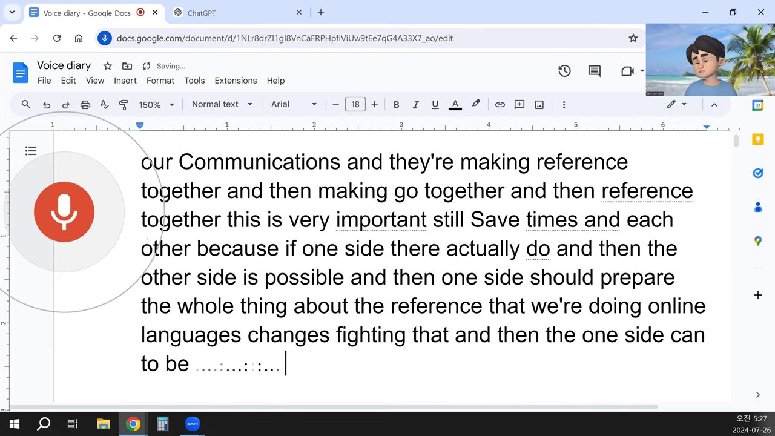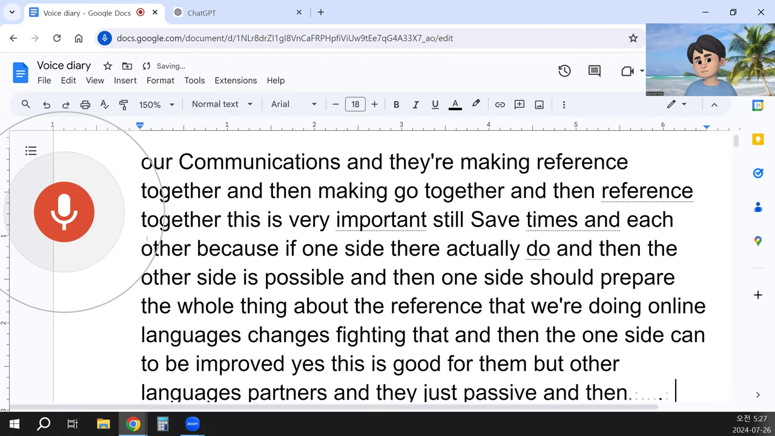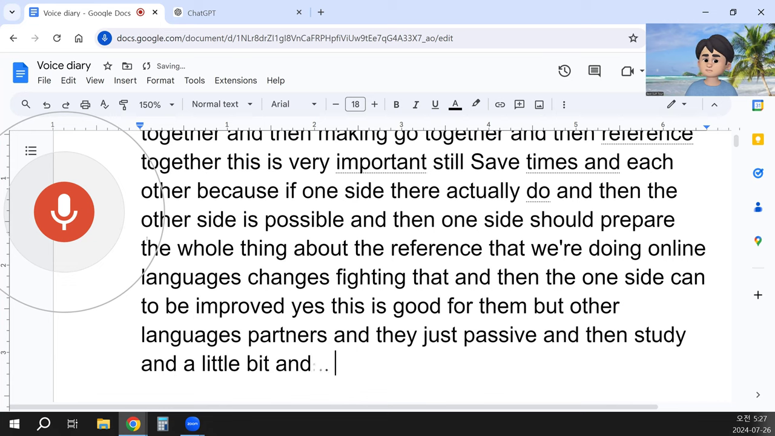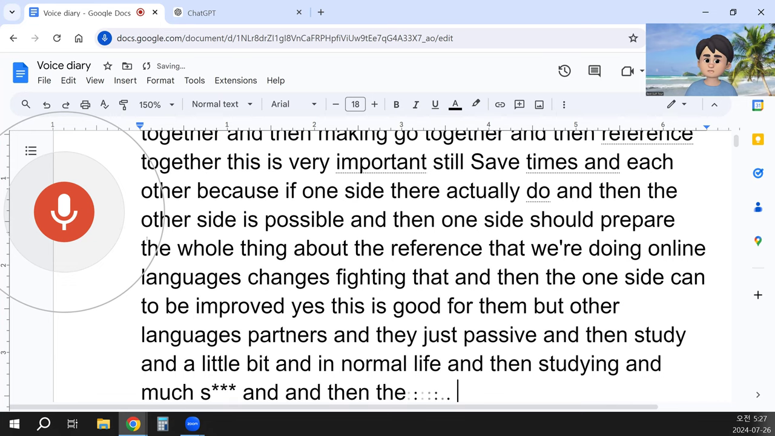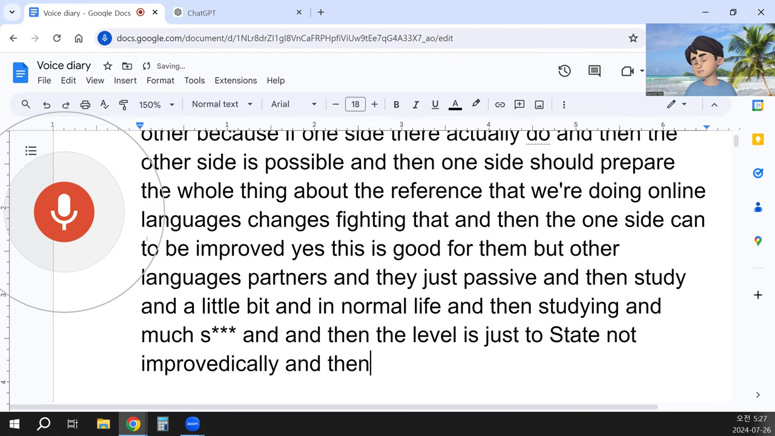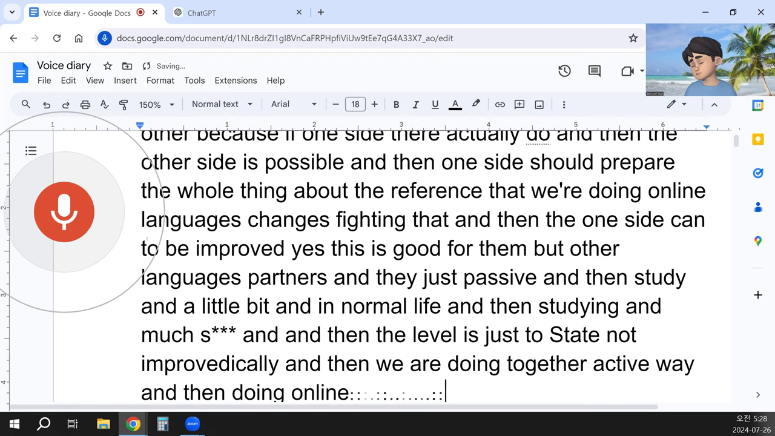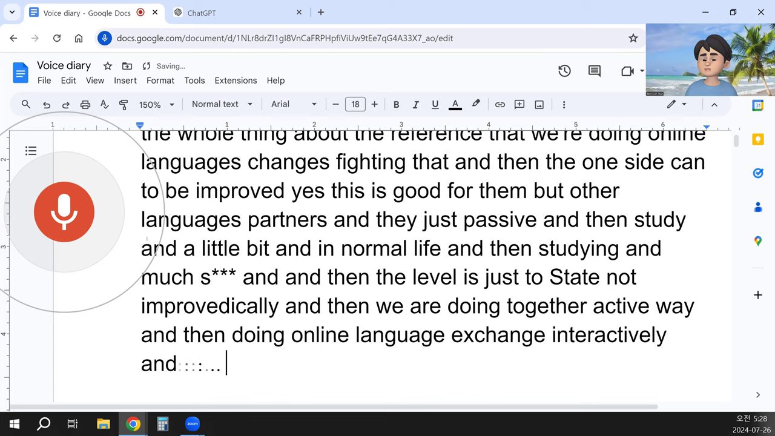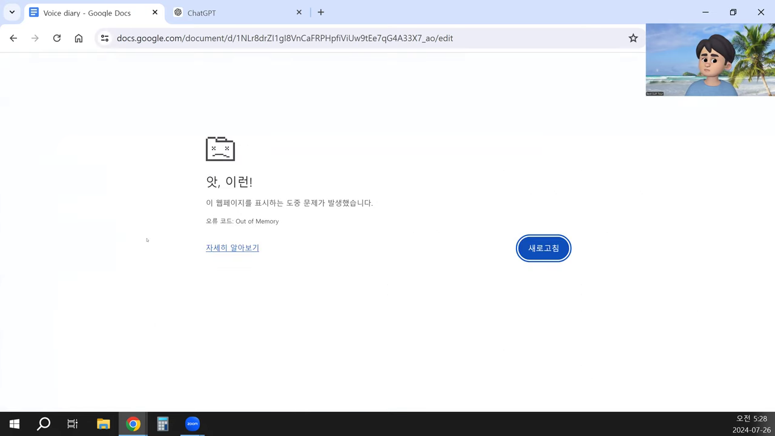Yes, this is good for them, but other language partners are just passive and study only a little bit in normal life, and then the level just stays and does not improve quickly. But when we do it together in an active way, doing online language exchanges interactively, we can study and prepare much more, make references together, and practice in normal life with that.